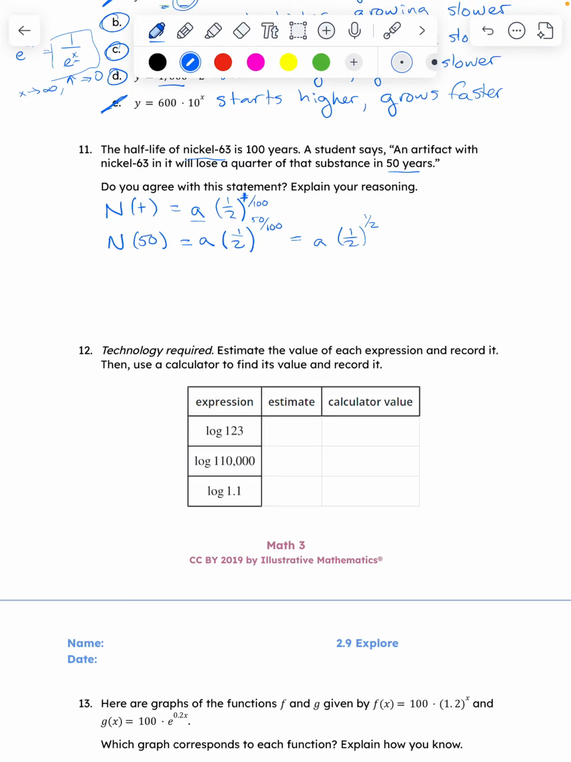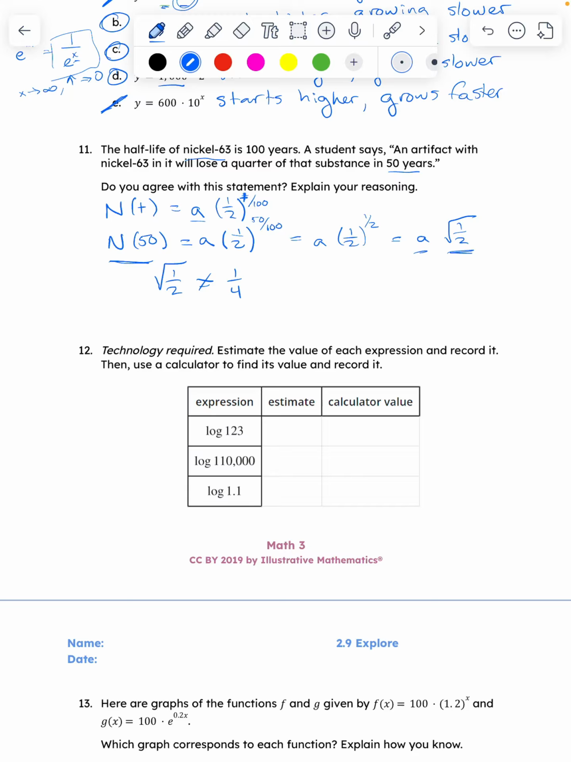So the best way I think to see this, right, that 1/2 to the 1/2 is the same as A times the square root of 1/2. And the square root of 1/2, right, that is our actual factor that we're multiplying our A by to get our amount of nickel after 50 years, is not equal to a quarter. They're not the same. Plug it into a calculator if you so choose, right?